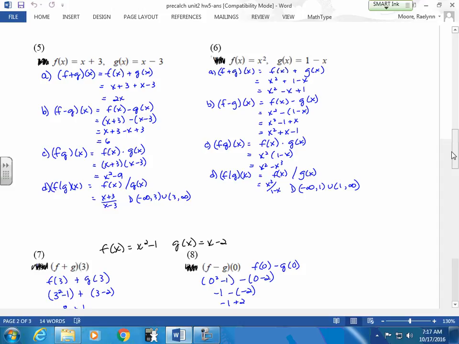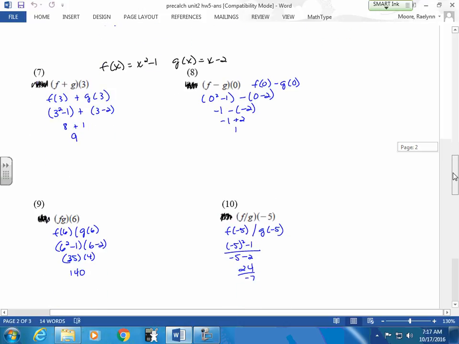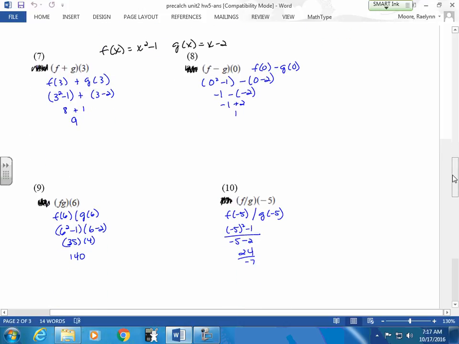Did I give you 6? No. Because it's basically the same thing. This one had no domain restrictions. This one did when it did a divide. 7? Okay. I gave you all of these. They were quick.